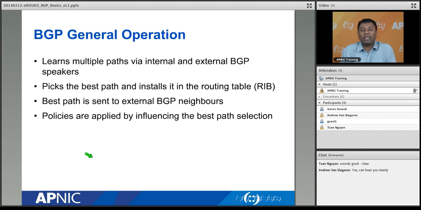And if you do some policy trick to influence the best path, this is how you can send your best path to the downstream by tricking the policy. So you apply the policy, then you influence the best path and send it to the neighbor. And this is how the neighbor gets path information from you. All right.